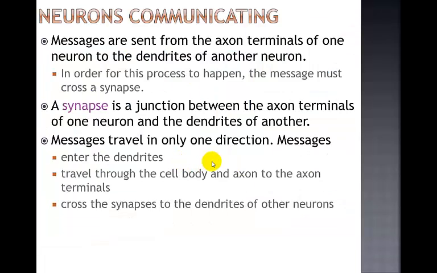So how do neurons communicate? Well, they are messages sent through the process we just described over the synapse to the next axon terminal. Messages only travel in one direction. They enter the dendrites, they travel through the cell body and the axon to the terminals, and they cross the synapses to the next dendrite. That's it. That's how it works. That is how the messages travel. One direction, not the music group. Very simple.